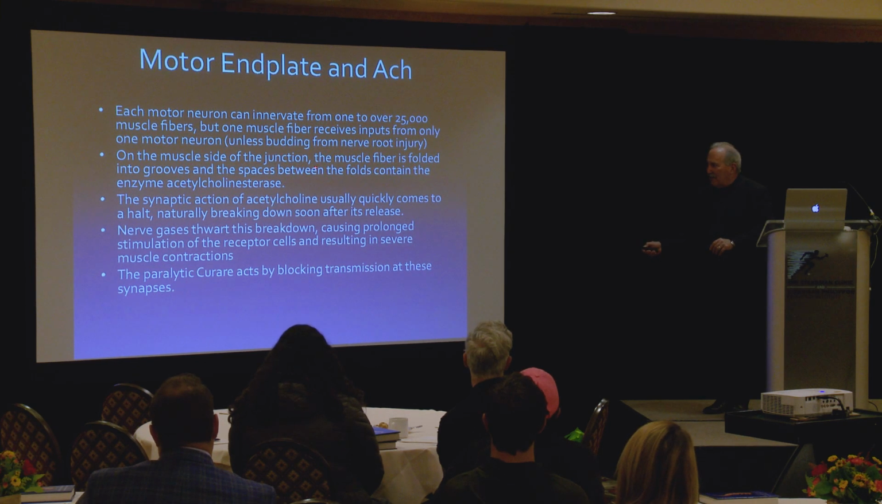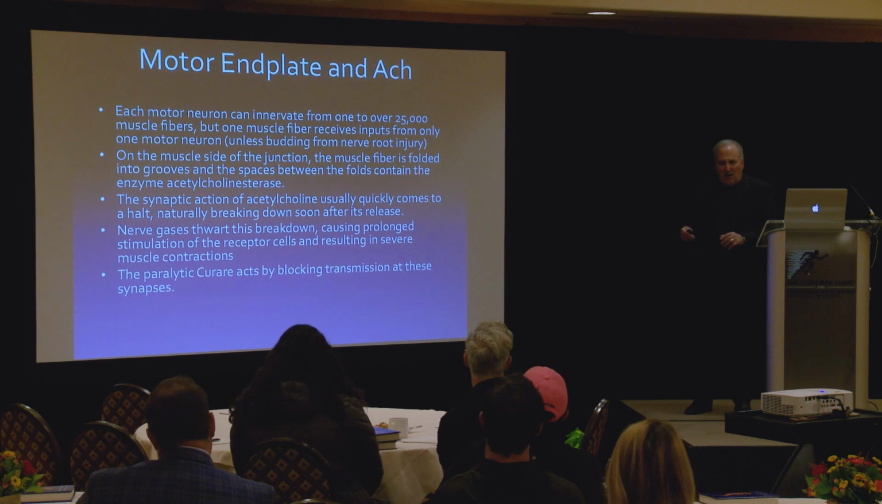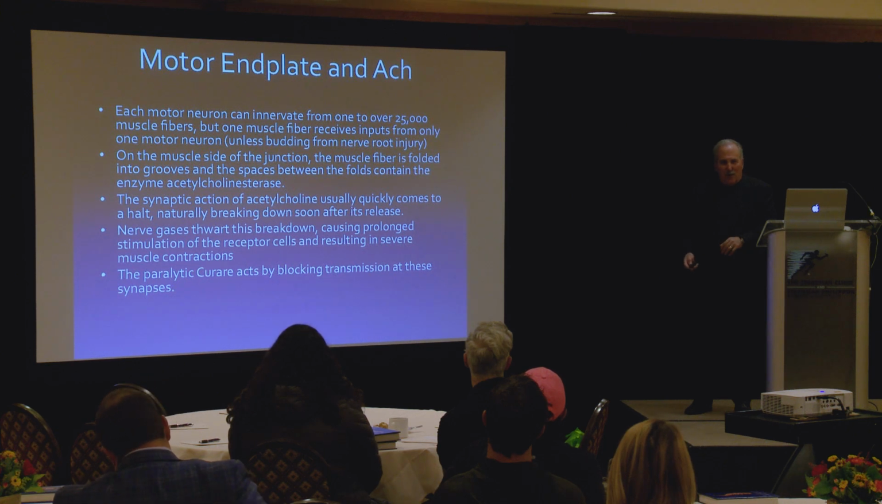On the muscle side of the junction, the muscle fiber is folded into grooves, and the space between the grooves contains the enzyme acetylcholinesterase. So you saw that picture of that pore, right, with the acetylcholine right there. There are tons and tons of those in the muscle spindle end plate. And there's acetylcholinesterase, which destroys acetylcholine, because if you don't destroy it, what disease process do you have?